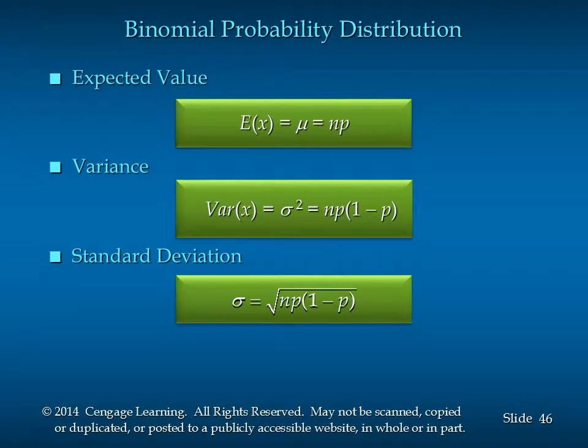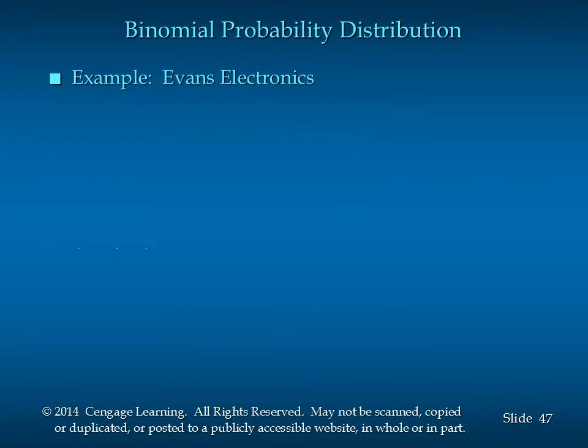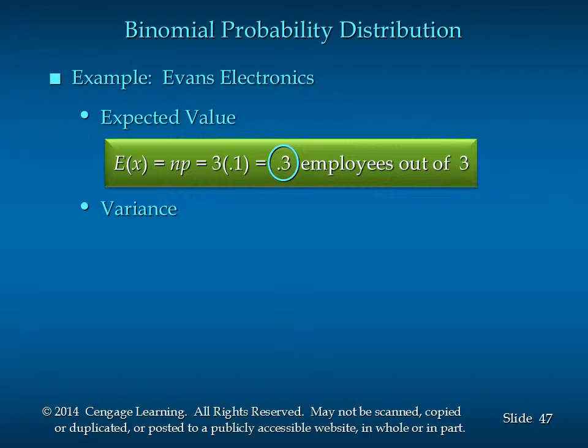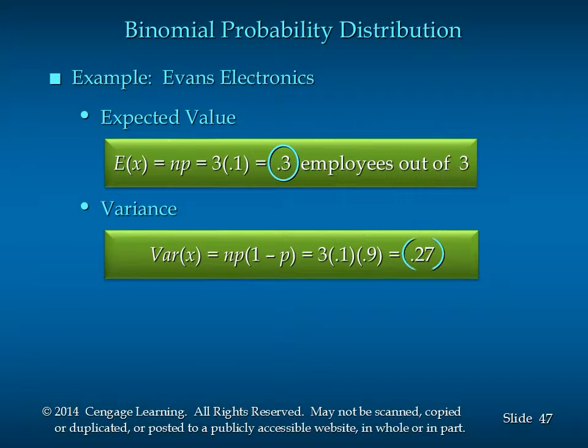That is the calculation. The mu is n times p. What was the n? Two. What was the p? 0.4. So it was 2 times 0.4, so in this example it would be 0.8. That's right. Okay. In this example, it ends up being 0.3.